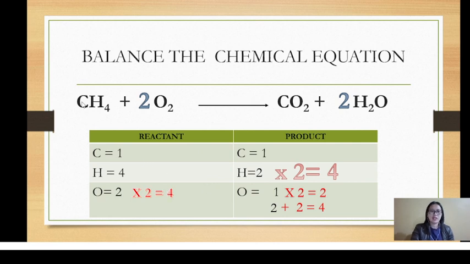Now let us check. Is it already balanced? Are the number of elements balanced on the reactant as well as on the product side? So carbon is 1, hydrogen is 4, and then oxygen is 4. That is already balanced. So if you're going to make a seesaw, for example, the seesaw is already balanced.